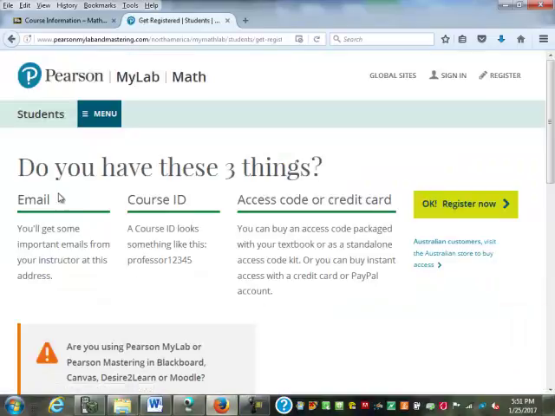That's just going to tell you what you need. You need an email address. I highly recommend you use your WITC email address. That's just easier if there are issues. The course ID, that's the one I showed you before, the HOFF 47832. And then you need some way to pay for it. The access code in your textbook counts as paying for the website. So either you have to have that access code or you have to pay with a credit card.